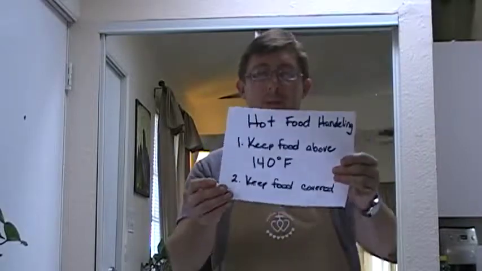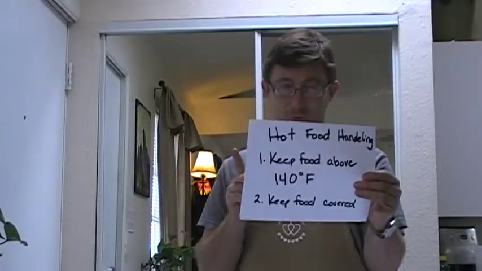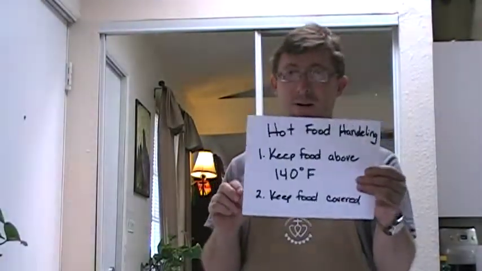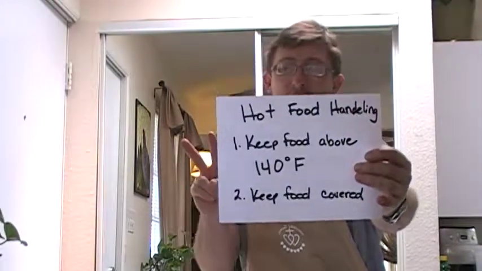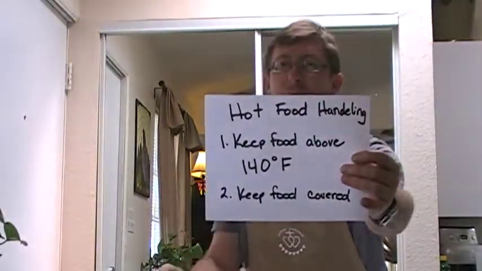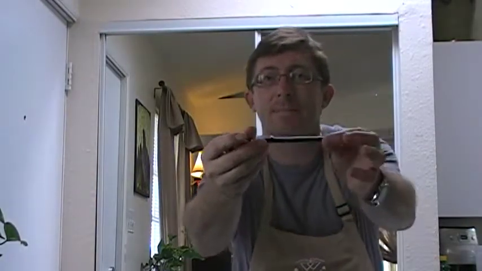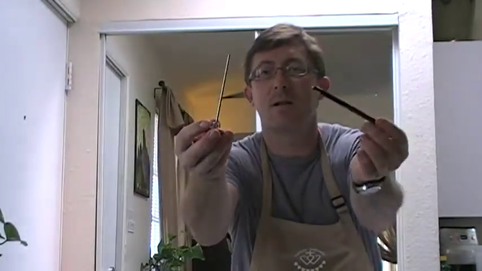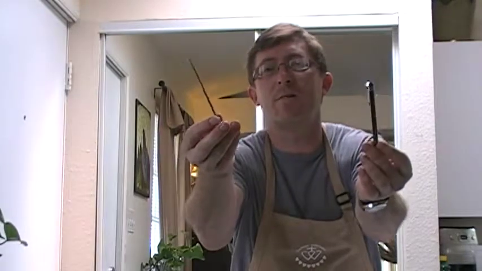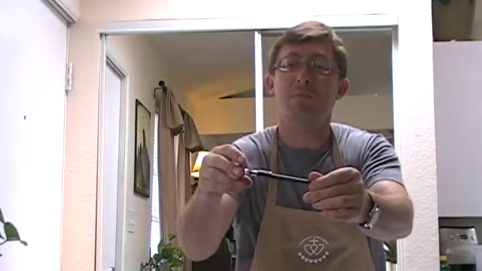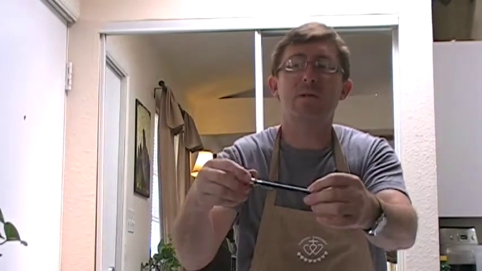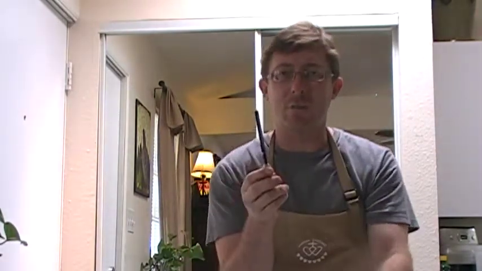Okay. Now, hot food handling. 1, you keep your food above 140 degrees Fahrenheit. And 2, you keep the food covered. If you don't have one of these, can you see it? Get one. It's a thermometer. They're not very expensive. You can get them expensive, and you can get them cheap. I would say if you don't have one, start off at the middle of the road.